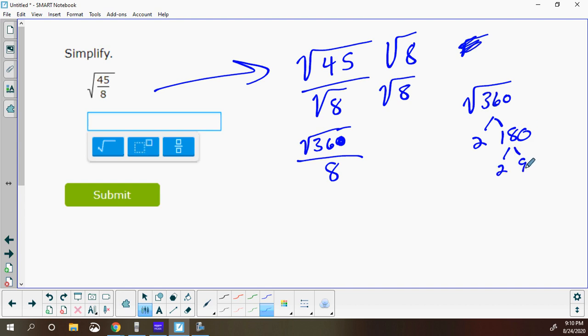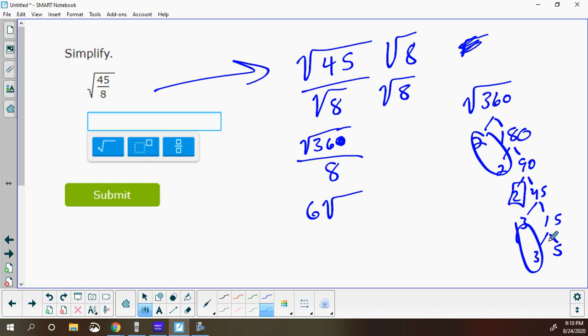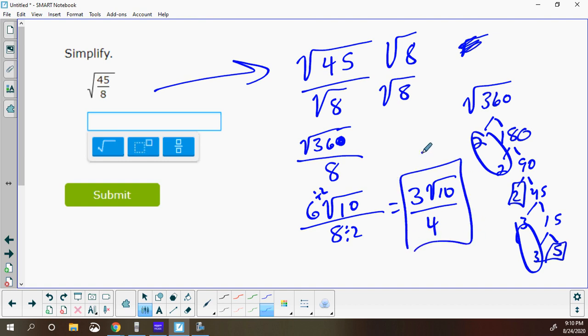180: 2 and 90, 2 and 45, 3 and 15, 3 and 5. So 2 and 3. 2 times 3 is 6. So 6, 2 is left over, 5 is left over, so that's root 10. Reducing this, we're going to divide by 2. So 6 divided by 2 is 3, and 8 divided by 2 is 4. Again, reducing fractions.